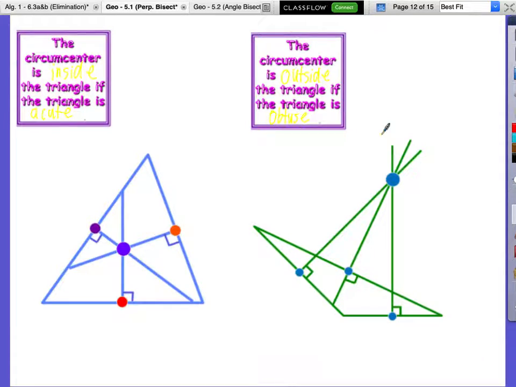So we have our circumcenter being outside the triangle here. And if you recall the one we constructed, what kind of triangle was it? Well, it's obtuse as well. And where was our circumcenter? It was outside the triangle, so it holds true. The top angle is obtuse.